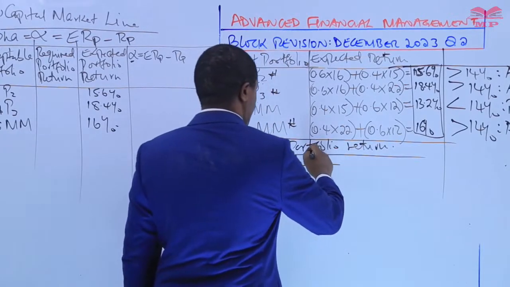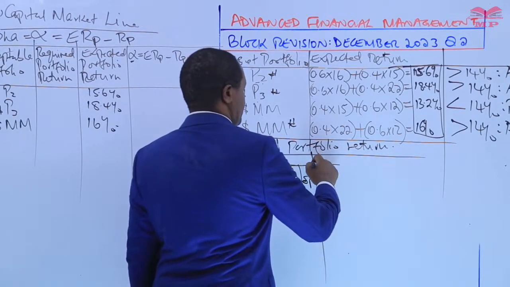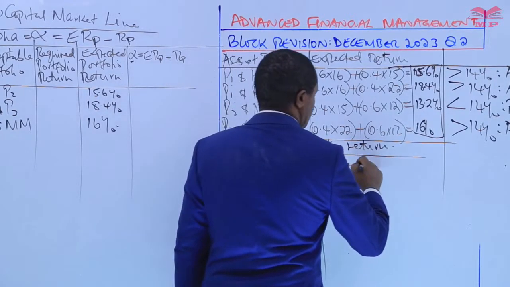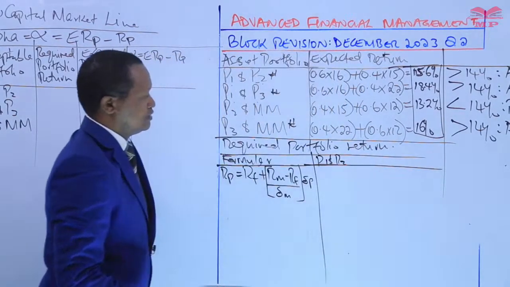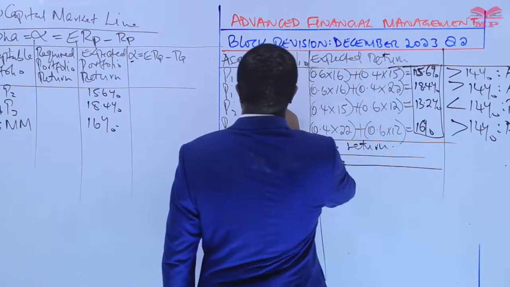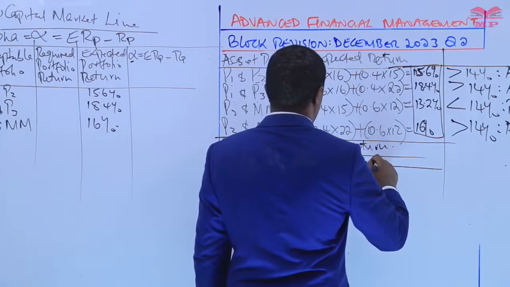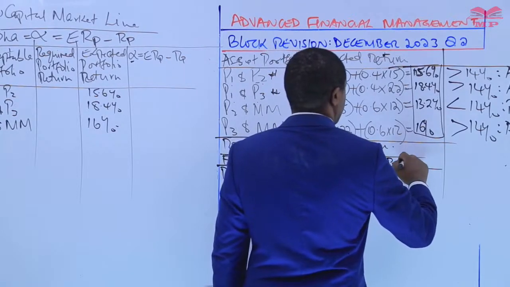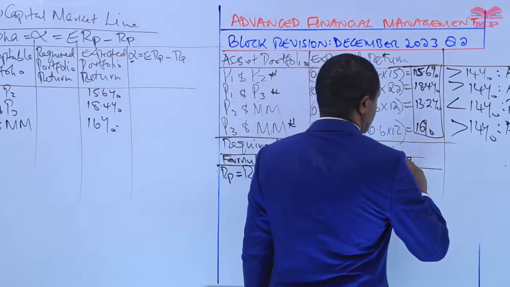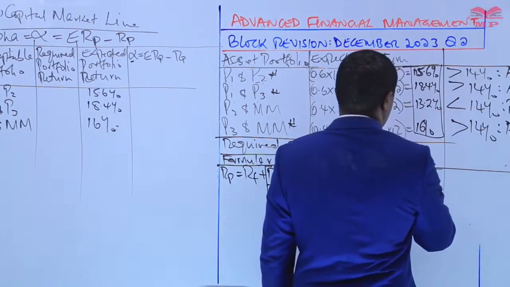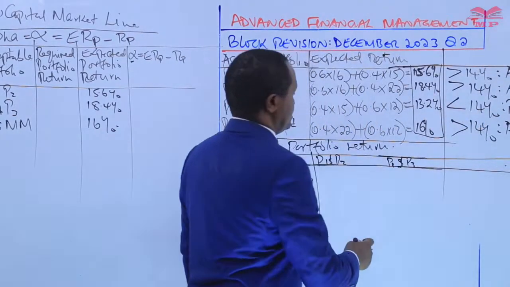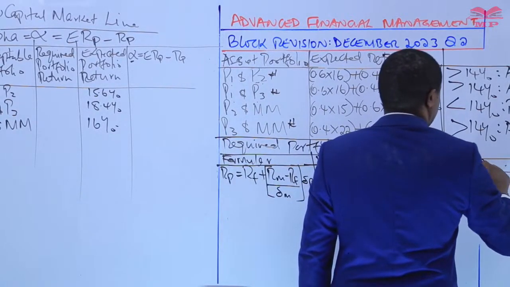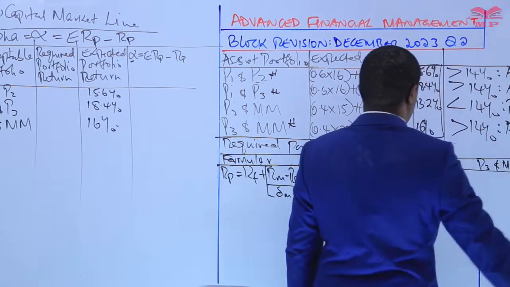Then I have here P1 and P2. That's the first portfolio. The next efficient portfolio is P1 and P. Then lastly, we have P3 and the money market.